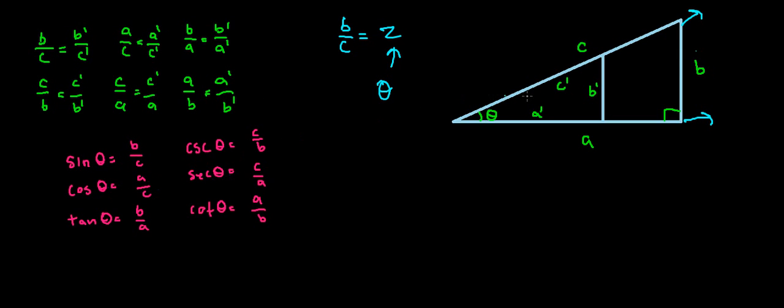Cosine is the ratio of A over C. So the adjacent side over the hypotenuse. And tangent is B over A, the opposite over the adjacent. And then cosecant, secant, and cotangent are the inverse, or the reciprocals of those values. And cosecant, secant, and cotangent aren't really that important today.